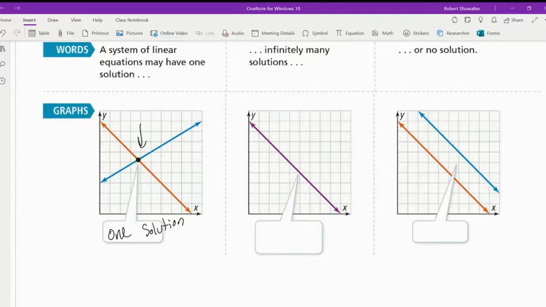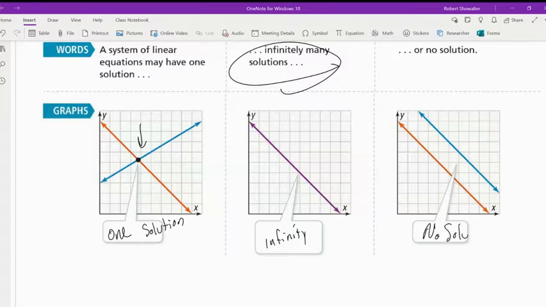Whereas this one is like two lines laying on top of each other. We call that infinitely many solutions, meaning infinitely many ordered pairs work as solutions to both equations at the same time. Look at this last one. These are two parallel lines, and they do not cross, which means there is no solution. They do not intersect. There is no x and y pair that works for both of them.